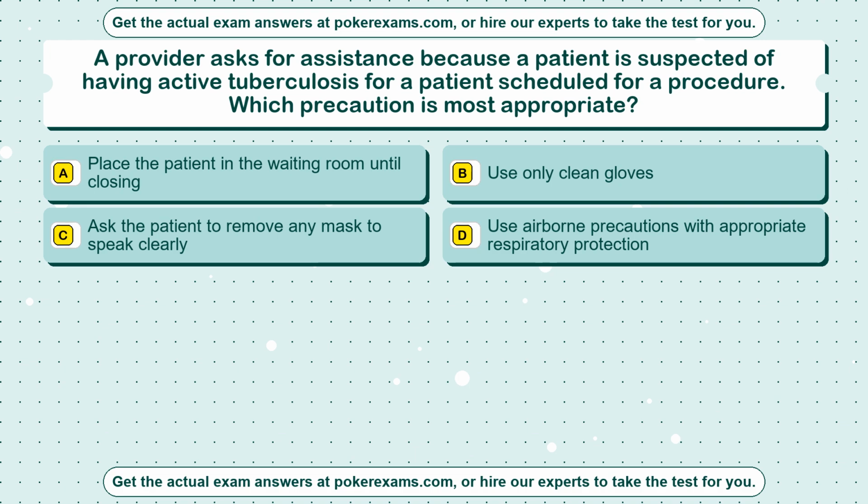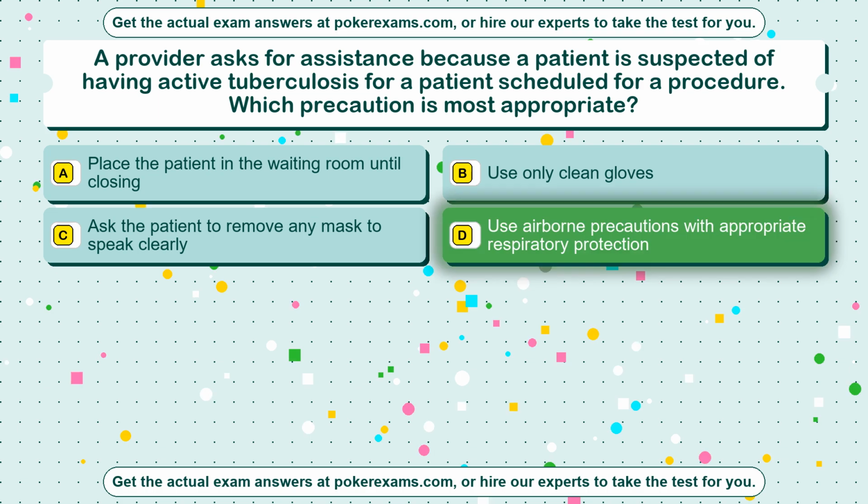Question 12. A provider asks for assistance because a patient is suspected of having active tuberculosis for a patient scheduled for a procedure. Which precaution is most appropriate? Option A. Place the patient in the waiting room until closing. Option B. Use only clean gloves. Option C. Ask the patient to remove any mask to speak clearly. Option D. Use airborne precautions with appropriate respiratory protection.